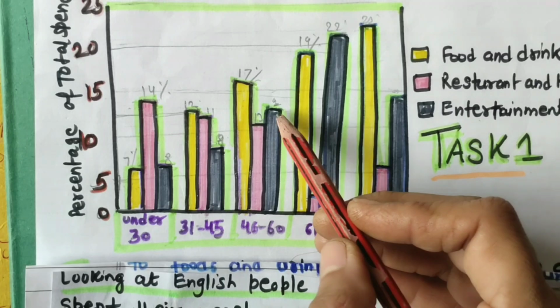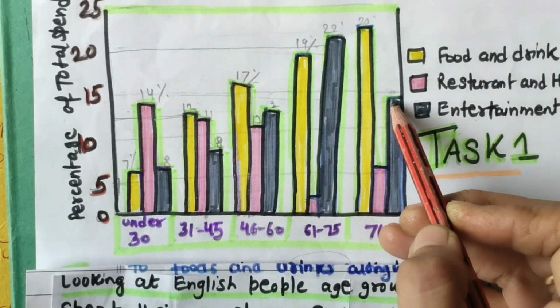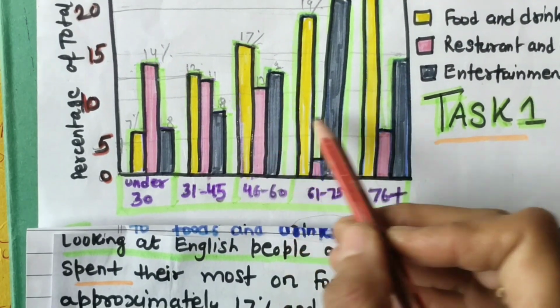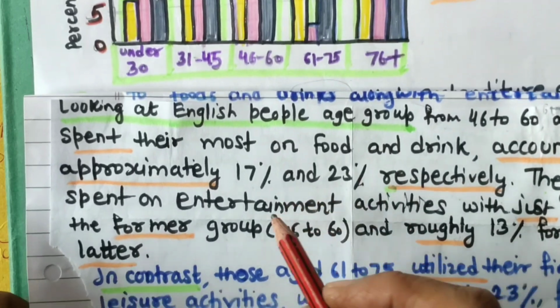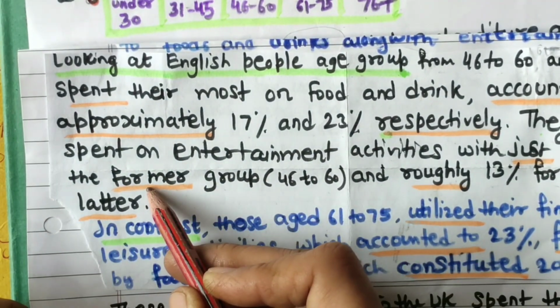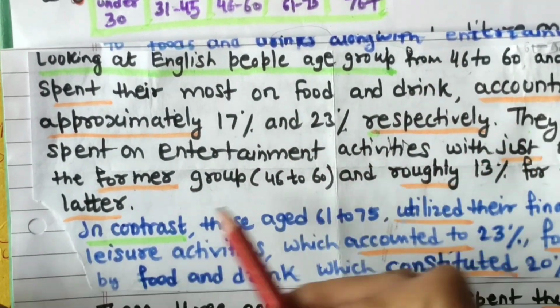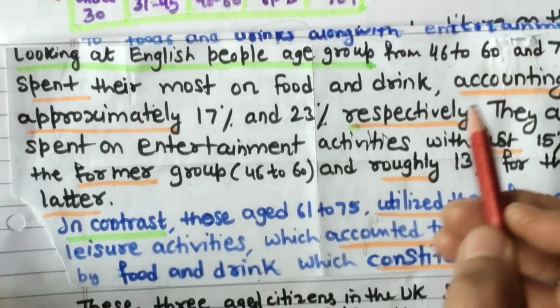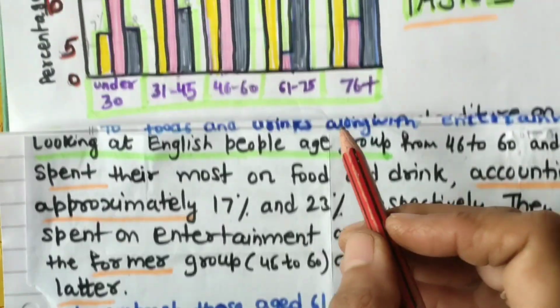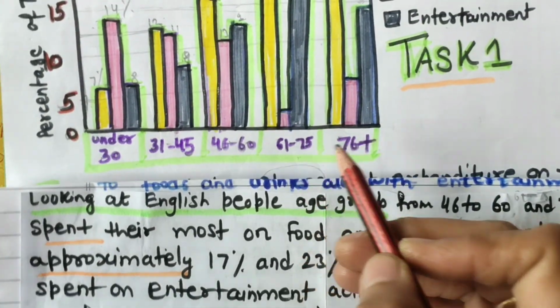and roughly 13% for the latter group. So these two categories we are talking about. I have used former to mean the first group and latter to mean this second group. In contrast, now I am talking about this also, 61 to 75.